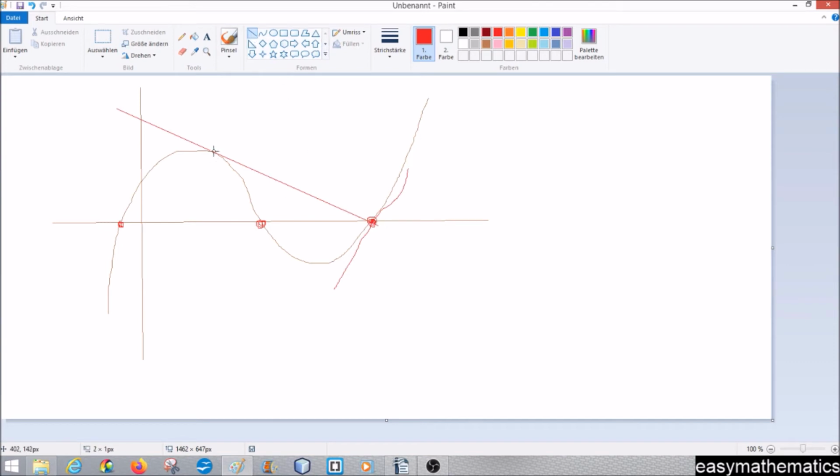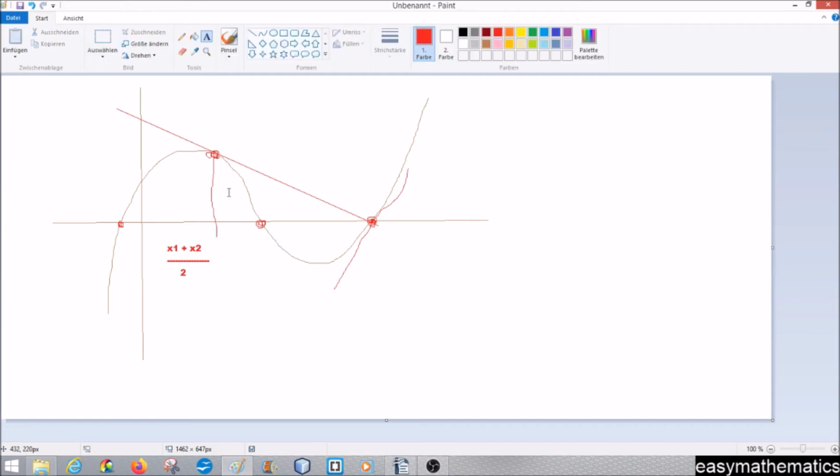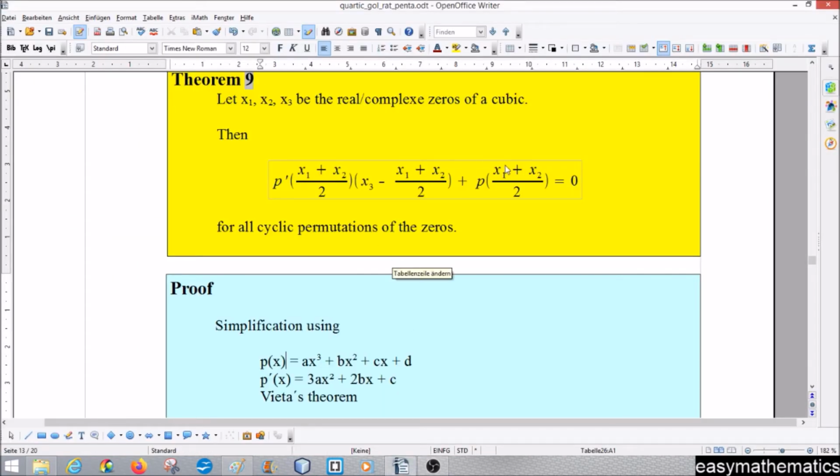then this point here is x1 plus x2 over 2. This is what the equation tells us. In other words, the 0 of the tangent through x1 plus x2 over 2, the 0 exactly intersects at the last 0. Okay? Please make sure you see that on this equation.